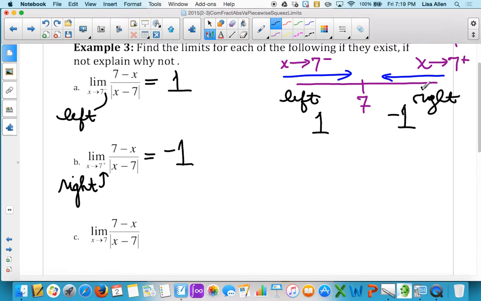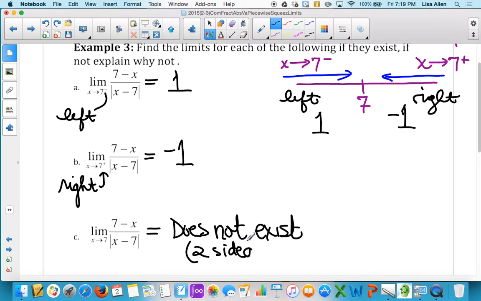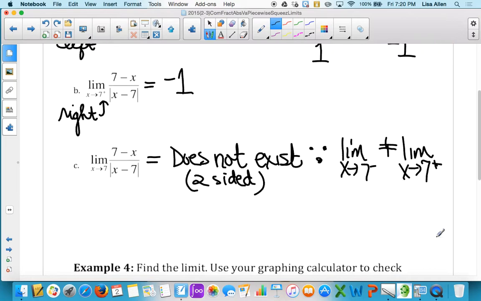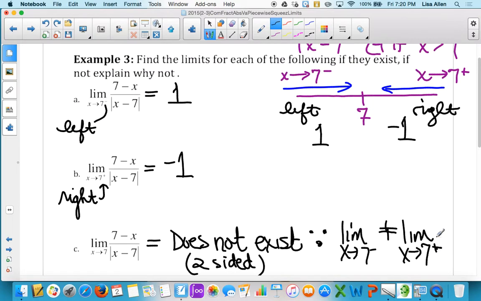So what do we have here? The limit, the two-sided limit, does not exist because the limit as x approaches 7 from the left is not equal to the limit as x approaches 7 from the right. That's it. So I'll let you go over that one.